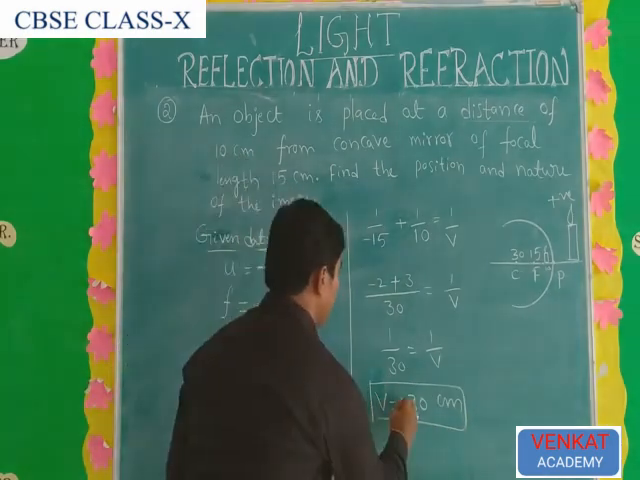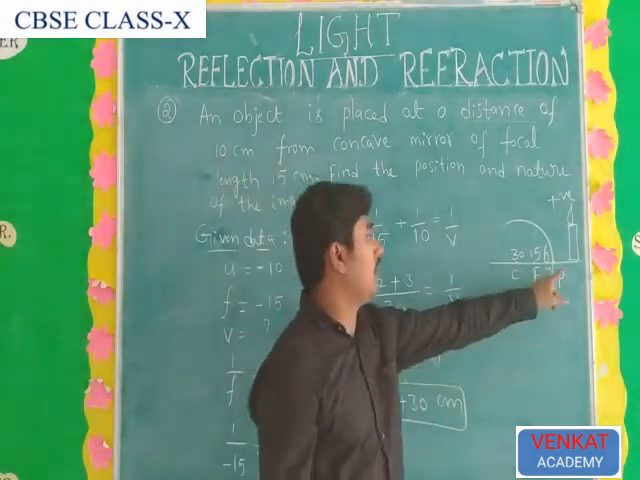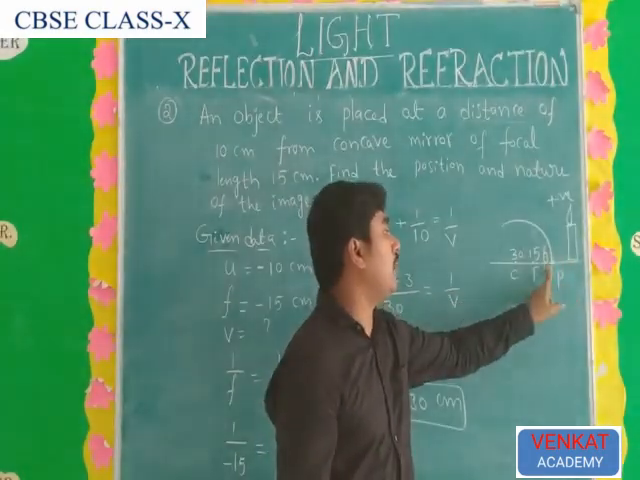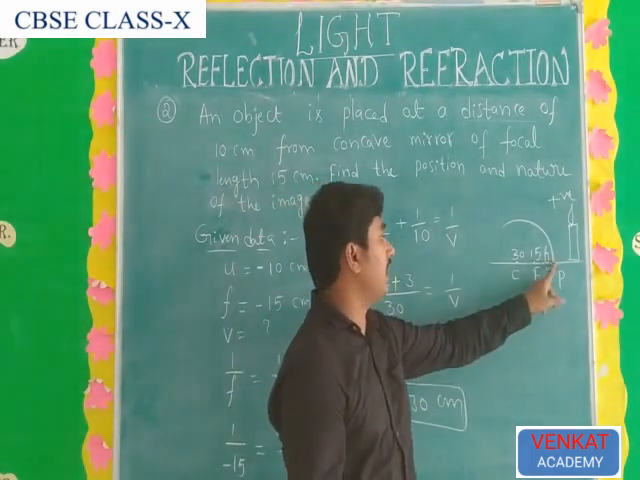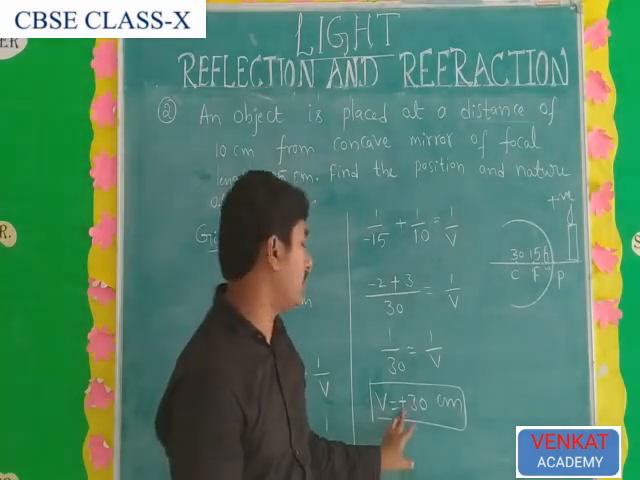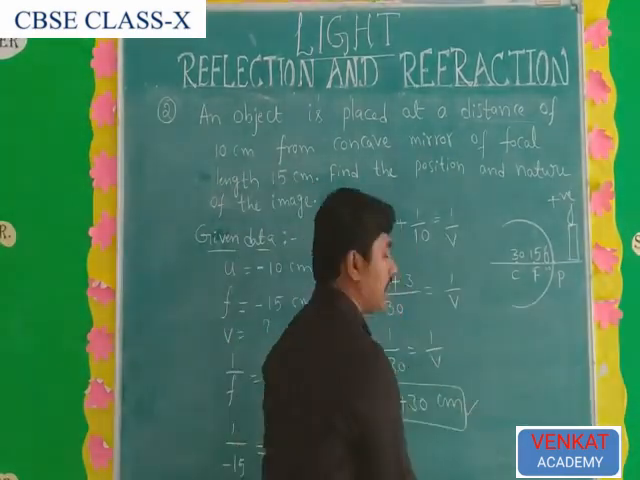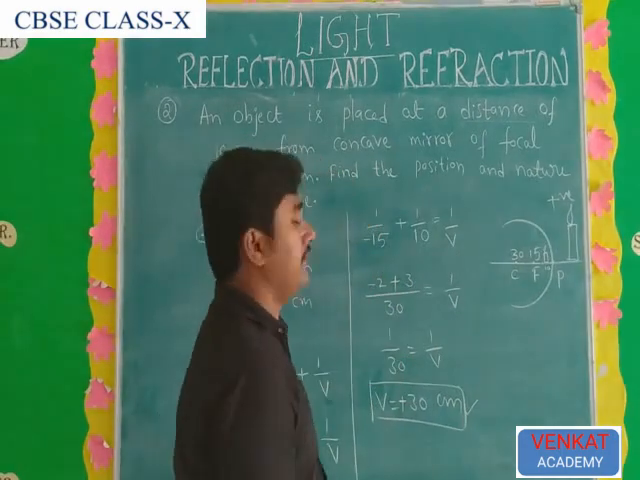So here it is a plus value. What was the guessing answer? The image distance is more than 10 centimeters, and it is a positive value. We are getting a positive value, which means our answer is correct. Understand, students? This type of problem is very, very important.